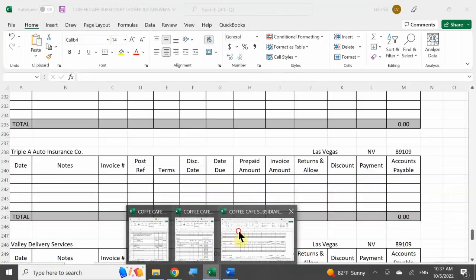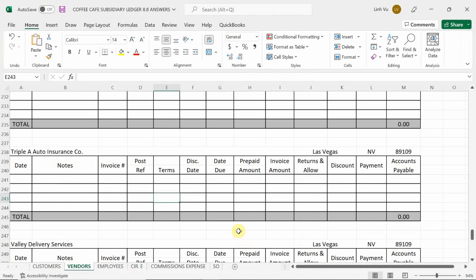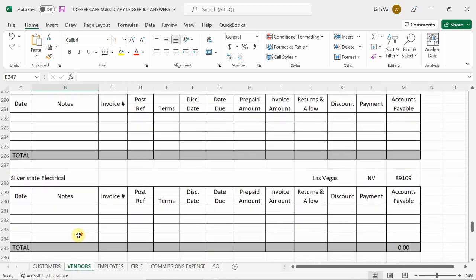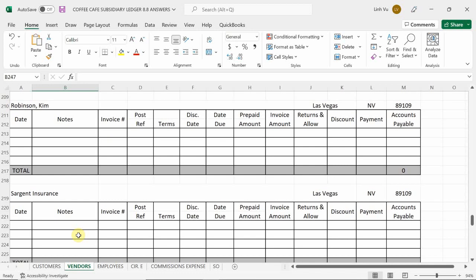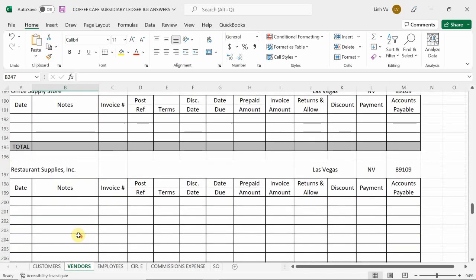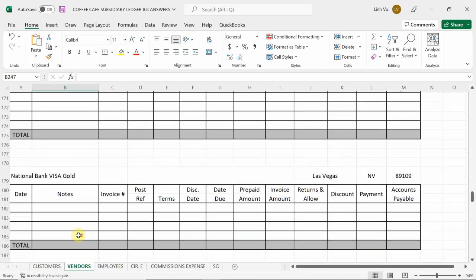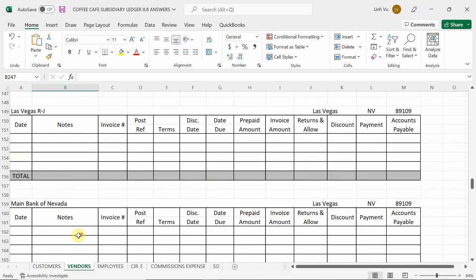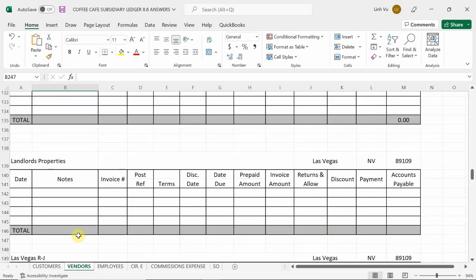Here we're going to now go ahead and go into our subsidiary ledger. Okay? Now in this case, it is a vendor. It is going to be in order by alphabet, so alphabetical order. So in this case, landlord properties. Here you go, landlord properties.